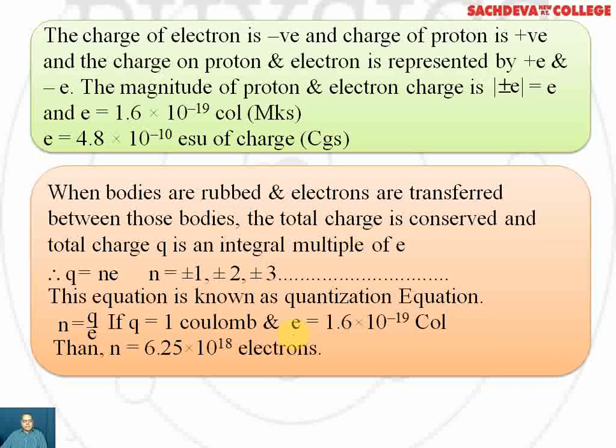And the total charge Q is an integral multiple of e. So Q is equal to Ne, where N is equal to plus minus 1, plus minus 2, plus minus 3. This equation is known as the quantization equation. From this equation, we can calculate the number of electrons, that is N equals Q by e. If Q is 1 Coulomb and e is 1.6 times 10 to the power minus 19 Coulomb, then the number of electrons estimated will be 6.25 times 10 to the power 18 electrons.